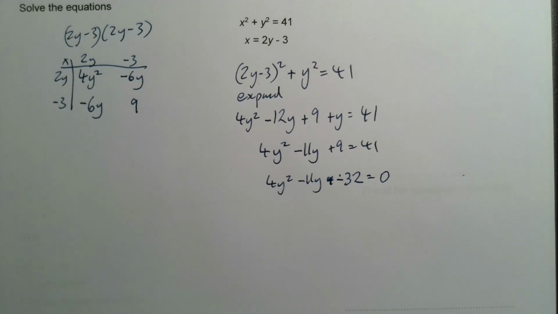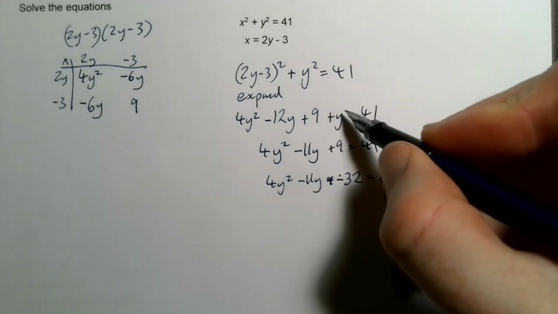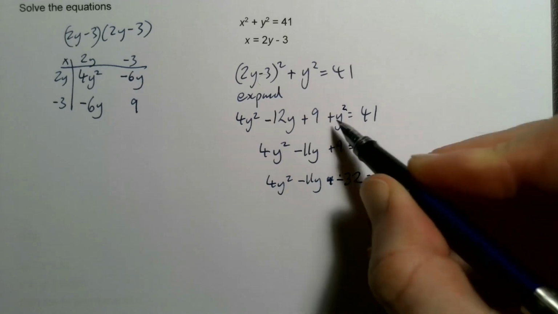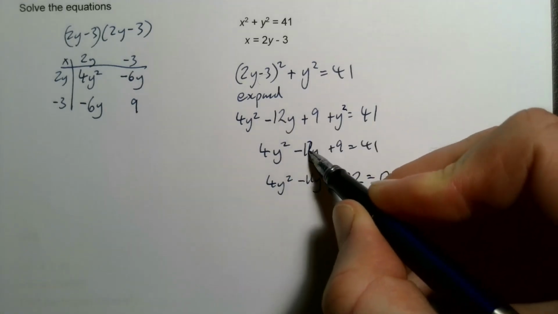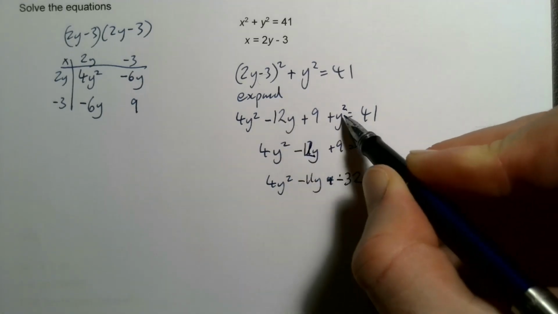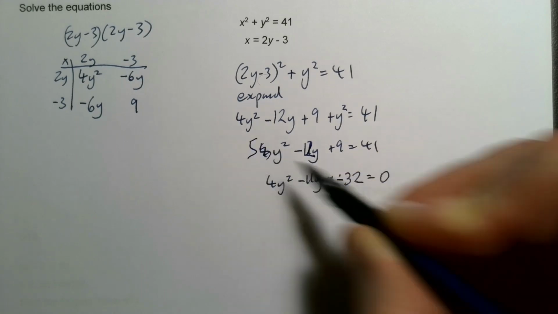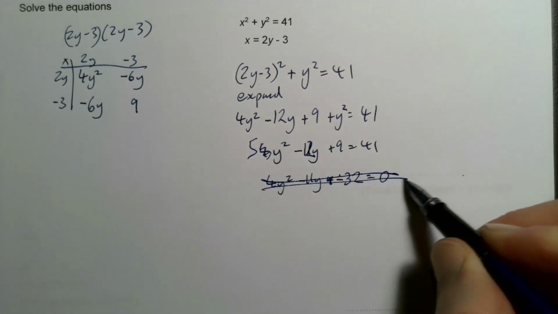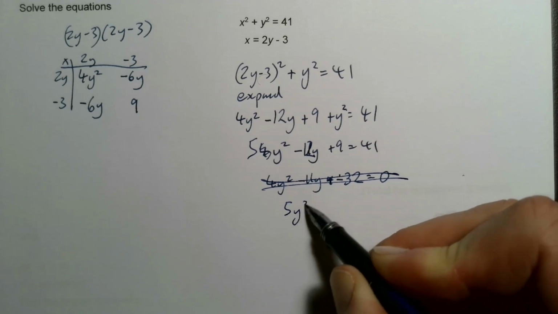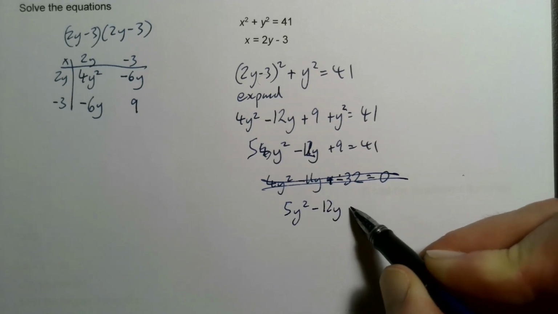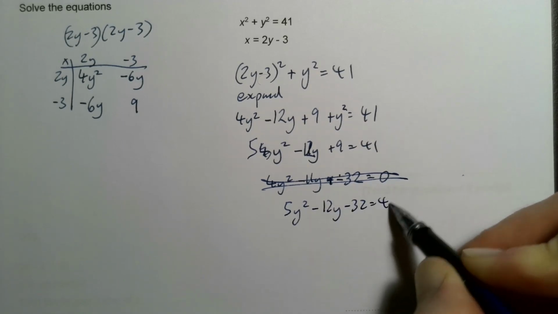Hang on, I think I made a mistake there. I forgot that was a y squared, not a y. So when I simplify this, that's still going to be minus 12y, isn't it? That's going to add 1 to there. So let's write this again. We get 5y squared minus 12y minus 32 equals 41.